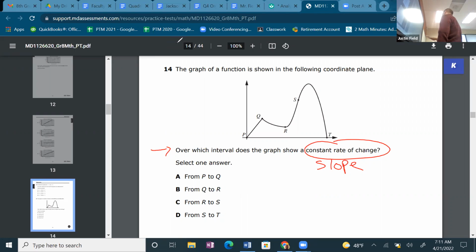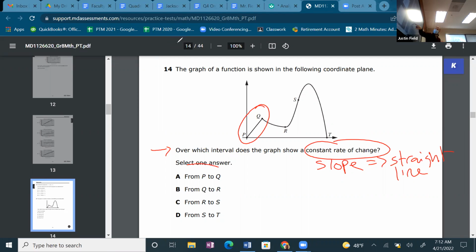So which part of this graph? Slopes happen in a what? In a line. Slopes only happen in a line. They don't happen in a curve. So a slope is an aspect of a straight line. And so which part of this graph is a straight line? Between P and Q, very good. So what's the correct answer? Get from P to Q.